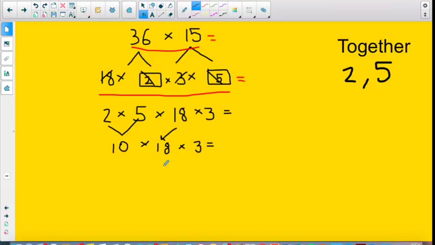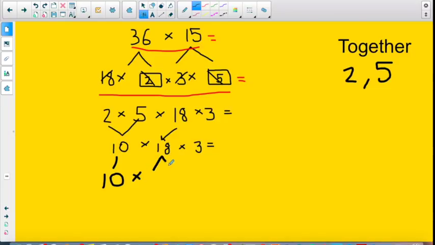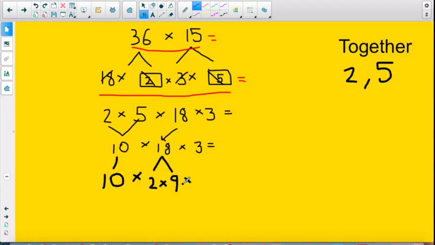Okay, now I'm not thrilled about this 18. I'd really actually like to break that down if I could. So I wonder if it might be helpful if we keep the 10, because we like the 10. We'll keep the 10. Let's break it down into 2. That might be helpful. You never know. 10 times 18 is the same as saying 10 times 2 times 9, because 2 times 9 is 18, times 3.